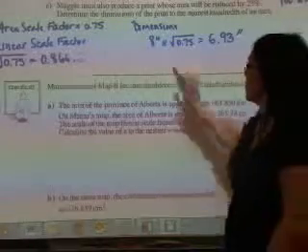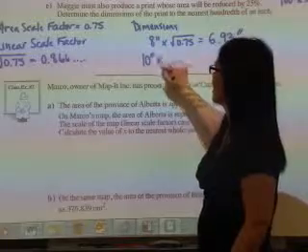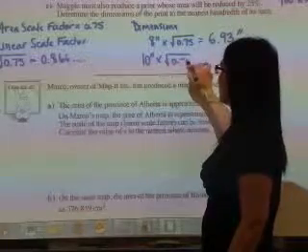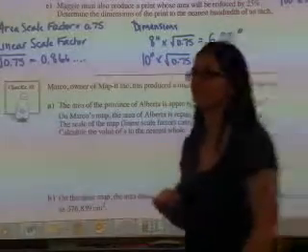Okay, so if I take the 10 inches and multiply it by the square root of 0.75, what would I get? 8.66.